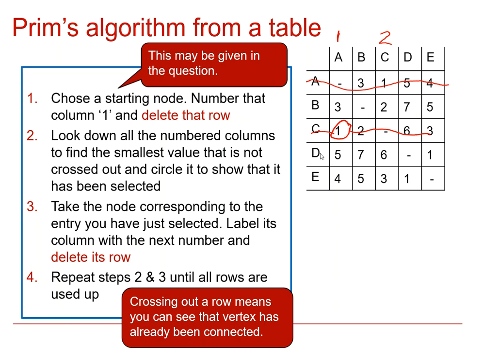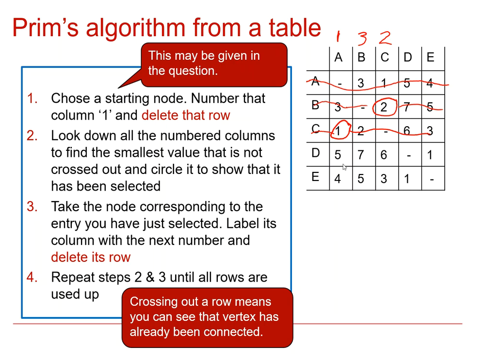So we've got our 2 columns now. We need to look down both of those, and it is important to look down both of those to find the next smallest number, and that's this 2 there. So we'll now circle that one. That one, of course, is for node B, so we've now added node B to our tree. So we'll label B at the top with a 3, and we'll delete the rest of row B. So now we have 3 nodes in our tree.